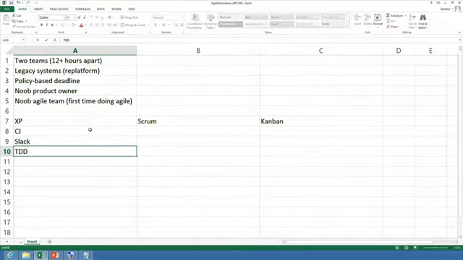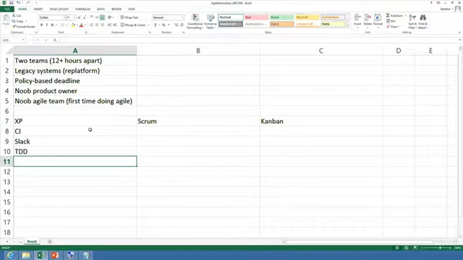TDD, I think TDD is pretty darn good. That's one of those like CI that should always come forward. Yeah. Anything else?